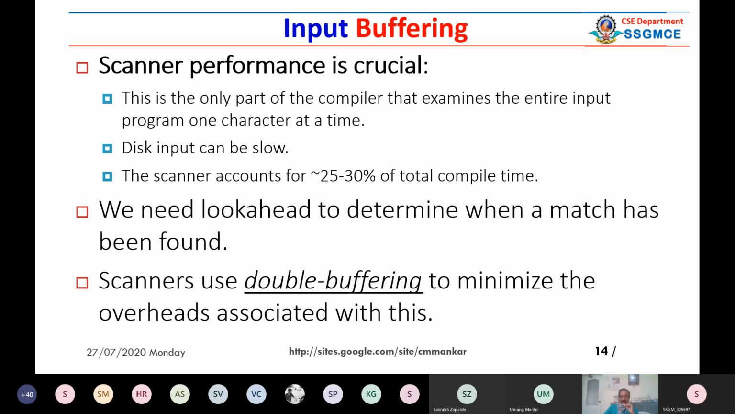So the scanner uses double buffering to minimize the overhead associated with the scanning process. The scanning process is for reading the lexeme and identifying the type of token. The tokens are fixed, there are 5 or 6 types of tokens.